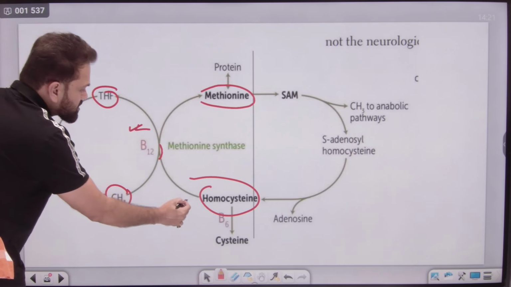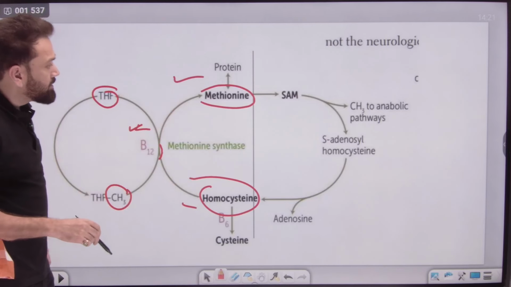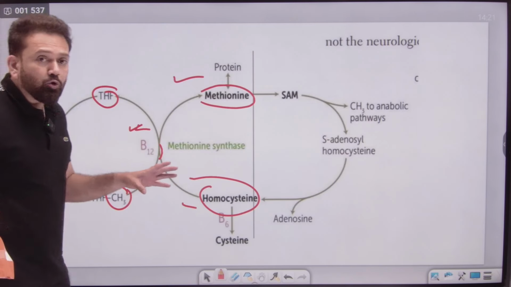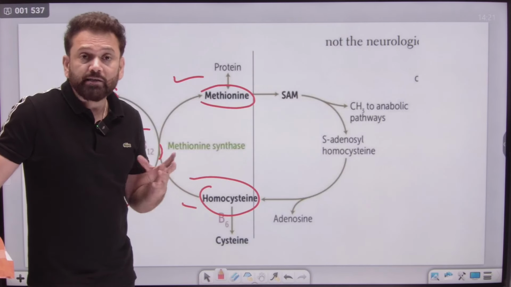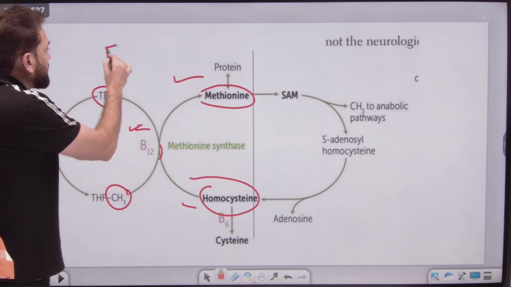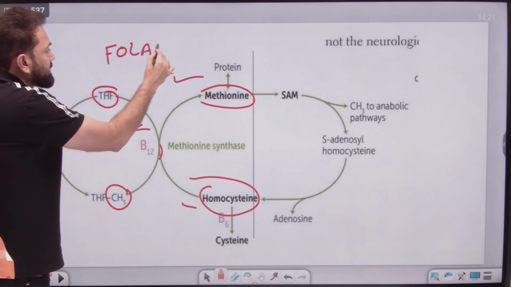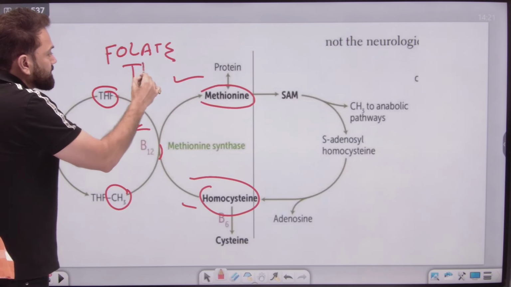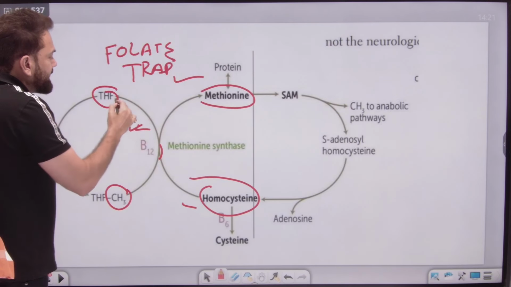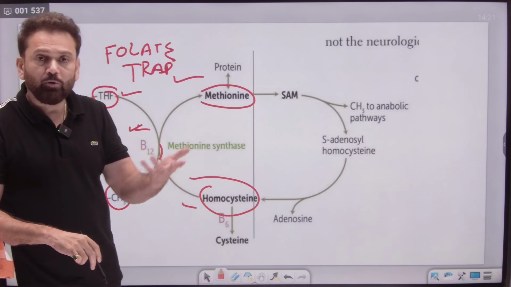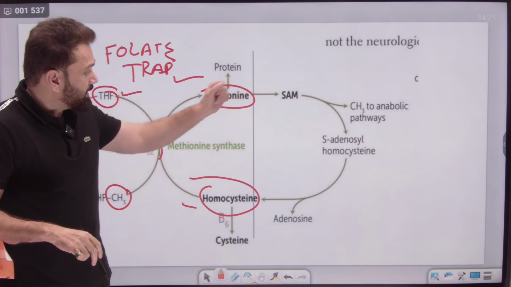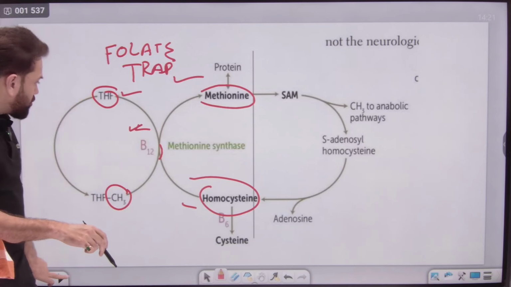Only then can homocysteine be converted into methionine. So if there is no B12, even if we have folic acid, it is of no use. It is called the folate trap. Although we have folate, it is trapped. So until it is demethylated, it is of no use. So homocysteine will accumulate and increase, and methionine will be less. So this is the cycle which you must know.